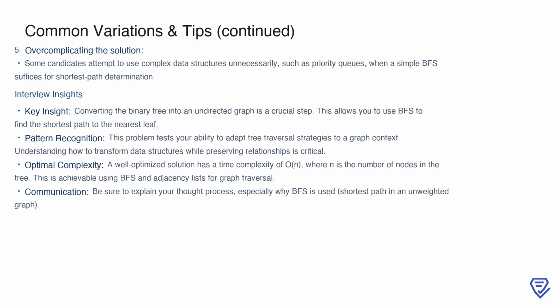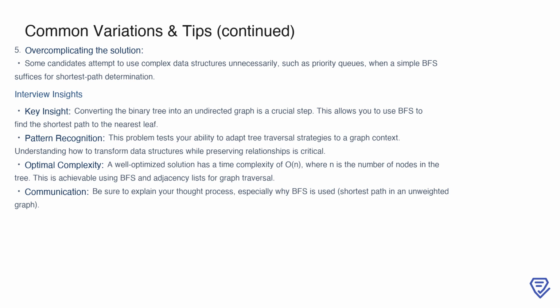Now, when it comes to solving this problem effectively in an interview, converting the binary tree into an undirected graph is a critical insight. This transformation allows you to leverage BFS for shortest path determination, which is ideal for this kind of unweighted graph problem. Additionally, this challenge is a great test of your ability to adapt your tree traversal knowledge to a graph-based context. Understanding how to maintain relationships during data structure transformations is a valuable skill.